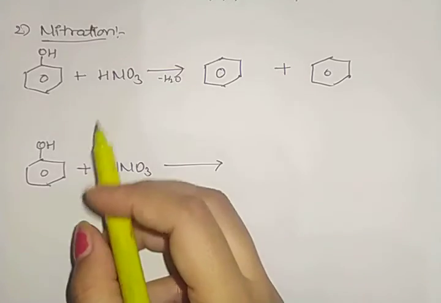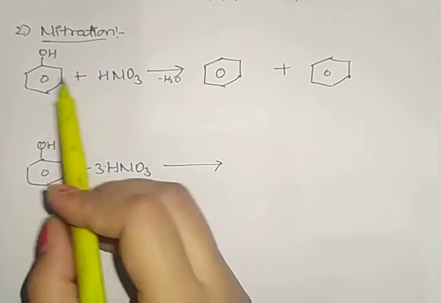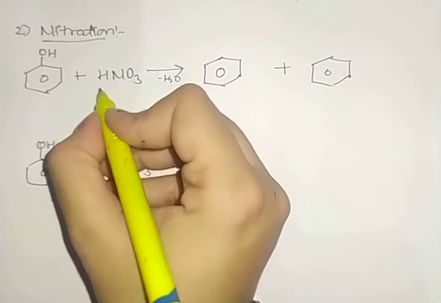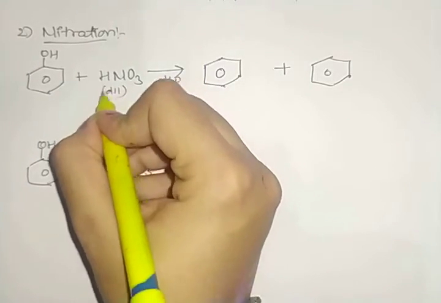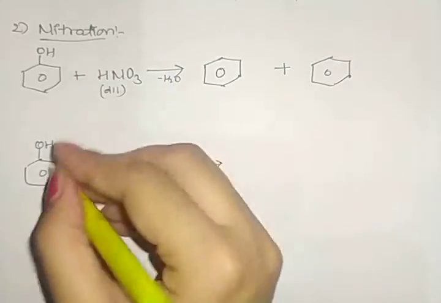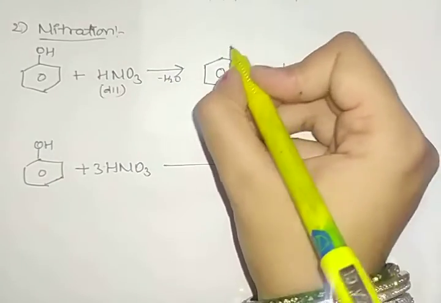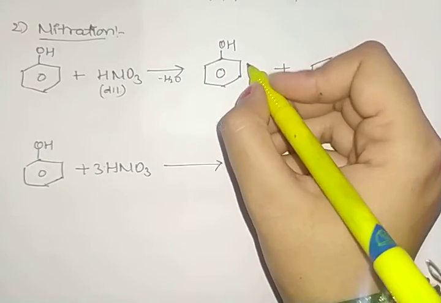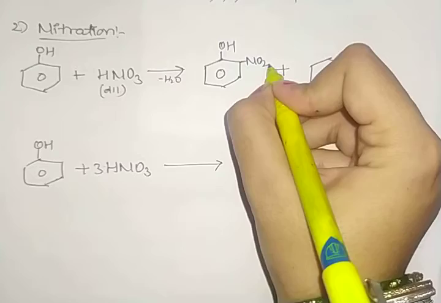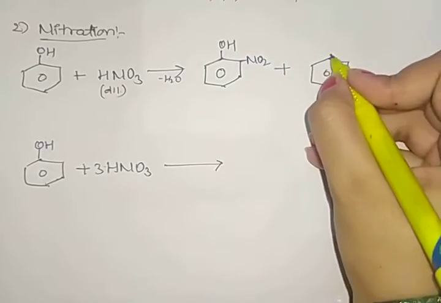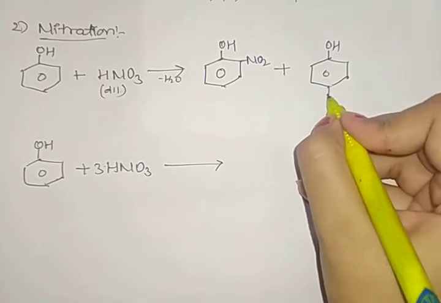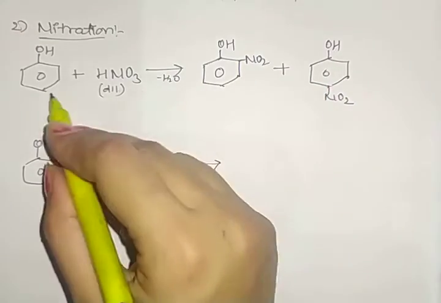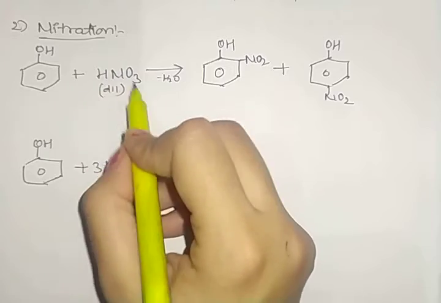So the next reaction is nitration. Now what is nitration? When we are treating phenol with HNO3, nitric acid, when we are taking dilute nitric acid. Okay, so here what will happen, in the benzene ring here we have phenol. Now again the isomer products are formed: at the ortho position, or we can say the second position, a nitro group is attached, and at the fourth position or para position a nitro group is attached. Okay, so this is when we are taking dilute nitric acid.